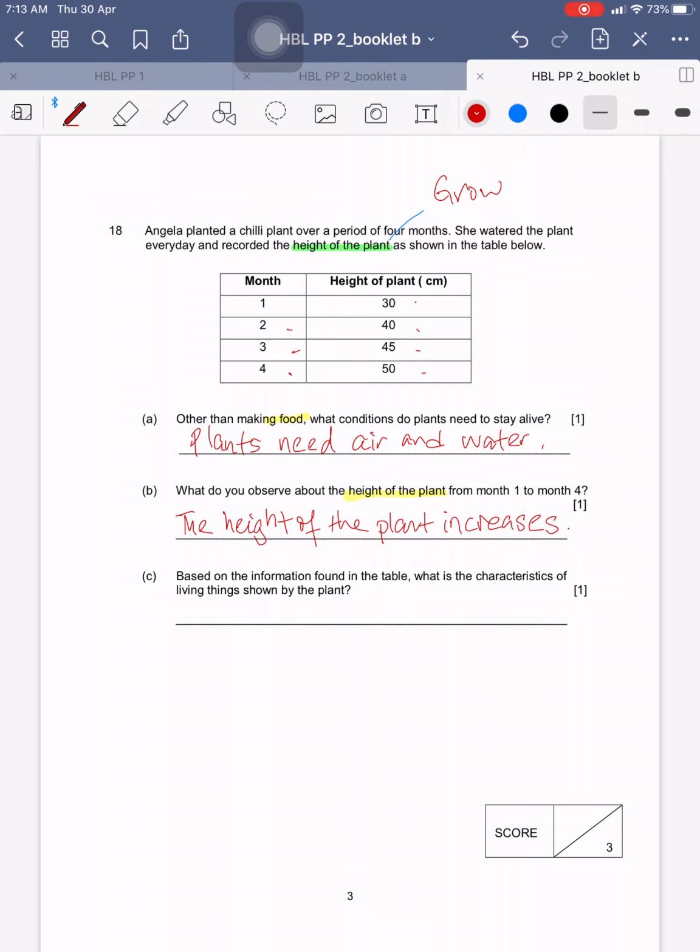Okay, part C, based on the information below, what is the characteristics of living thing? So characteristics of living things shown by the plant. So over here, because the height has been increasing, we can say that living things grow. Alright? Okay, next.